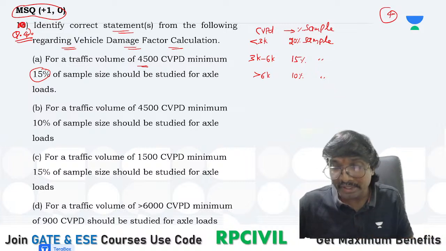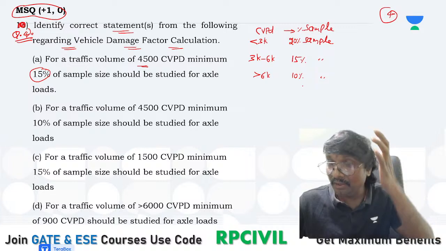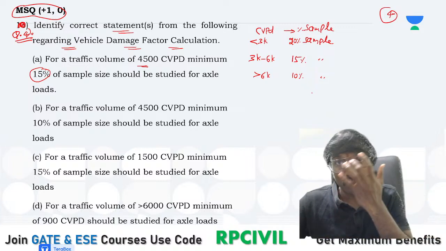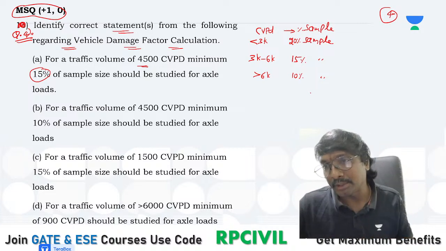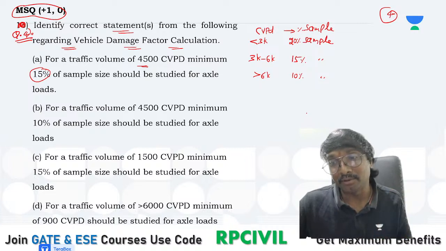But in the 2018 IRC 37 code, and in IRC 37 2023, a lot of changes are there. In one of the previous classes also I told you, many specifications they have changed. Lot of specifications they have changed. But you may not expect a question on this in 2025. From 2026 you have to be careful. You may have to study it.